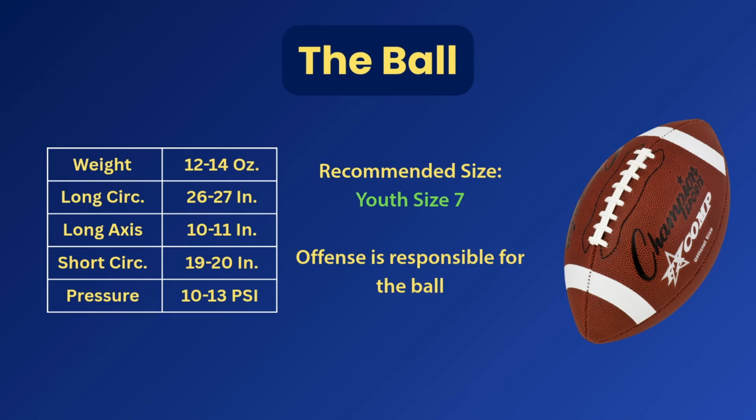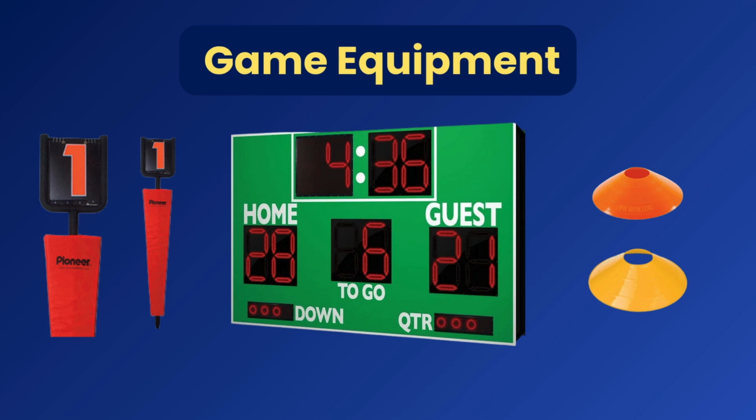And just a reminder that the offense is responsible for the ball, meaning that when we are using pucks for the officials, they are not going to set the ball down on the field. They're going to set the orange and yellow pucks down on the field. The offense is responsible for going to get the ball after each play and bringing that ball to the orange puck. Some other game equipment pieces.